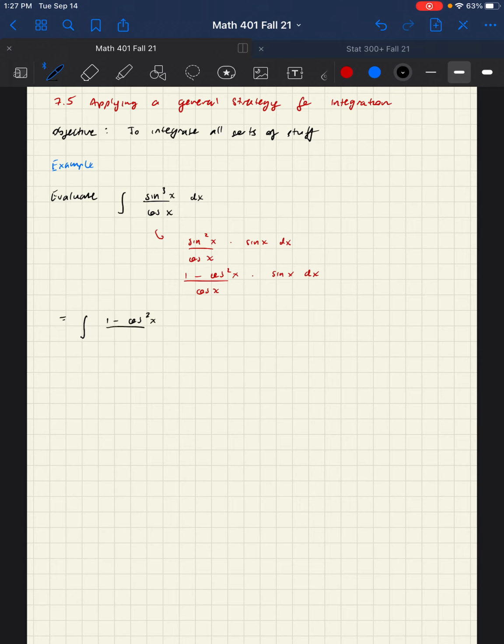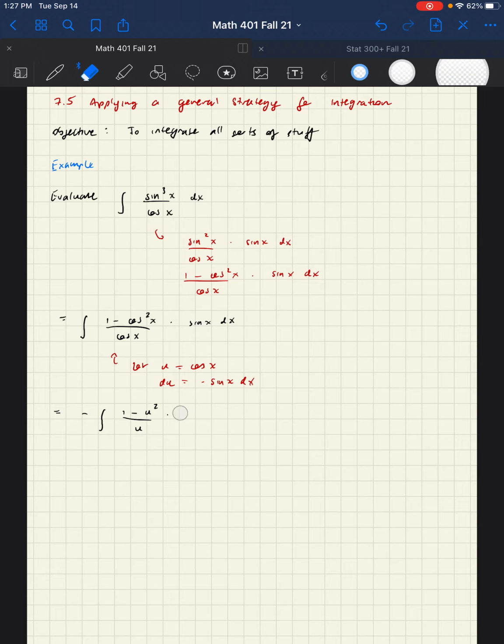Let's go ahead and just write that in. It's going to be 1 minus cosine squared of x over cosine of x times sine of x dx. I'm going to let u be cosine of x, which lets du be negative sine of x dx. Then it's going to be negative integral 1 minus u squared over u times du. I already pulled out a negative so that we don't have to worry about that right now. We'll just have du there.